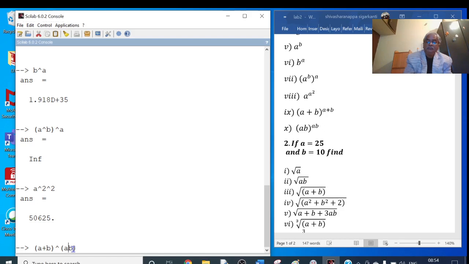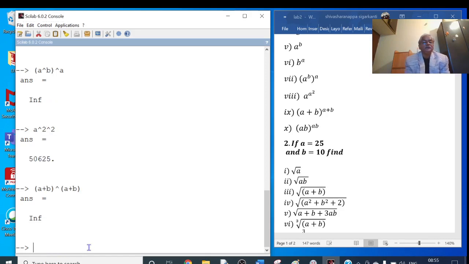Sorry, (a+b) to the power of (a+b). Okay, this gives (a+b) whole to the power of (a+b). This bracket is very essential here, because if you write a+b to the power of a plus b, that gives (a+b) to the power of a, then plus b. And if you don't put the bracket here, this gives a+b to the power of something. So first it executes a+b, and executes the other a+b, then it takes the power a+b to a+b.